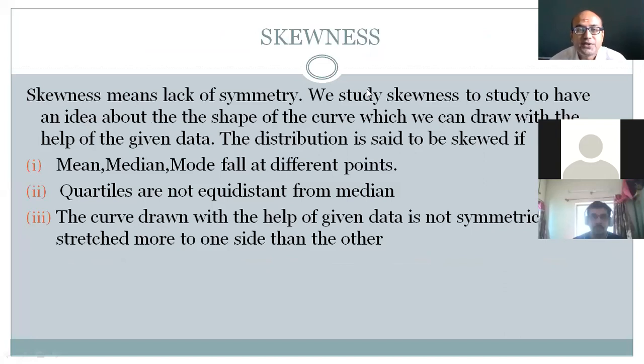The distribution is said to be skewed if mean, median, mode fall at different points. Quartiles are not equidistant from the median. That is, from the middle part, the quartiles are not at an equal distance. And the curve drawn with the help of the given data is not symmetrical. Symmetrical means the normal distribution curve, which is the exact form of a symmetrical distribution. Here, 1 point in the negative part will be equally distributed in the positive part. So in skewness, the symmetry will not be given. Okay, for this, we'll show a diagrammatic form in the later part.